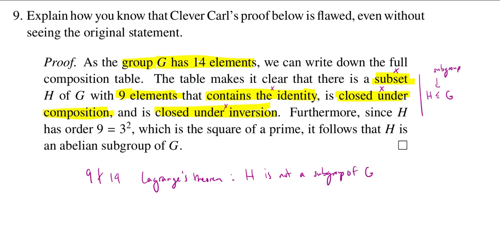And so one of these statements must be false, right? And later on, you can actually see Clever Carl's written it follows that H is an abelian subgroup of G. Well, okay, you can see here this subgroup, that's a false statement right there. So how do we know that it's a false thing? Because he is violating Lagrange's theorem. He is producing a subgroup whose order does not divide the order of the entire group.